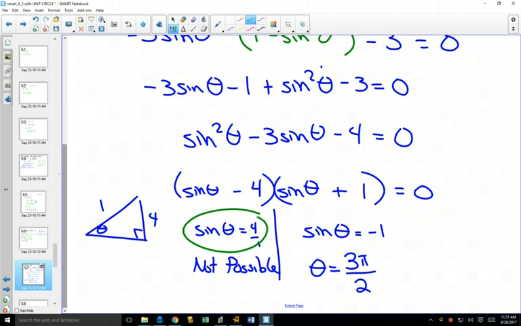So this is something that they will expect you to recognize, or I will expect you to recognize, that if sine of theta is a number bigger than 1, you know that that's not possible. Now there are some hints. The fact that it's on a non-calculator part of your test, and it's not on your pie plate, usually means it's not possible.